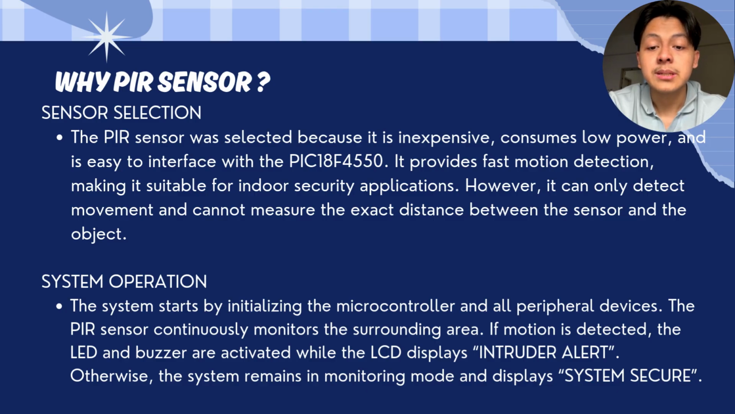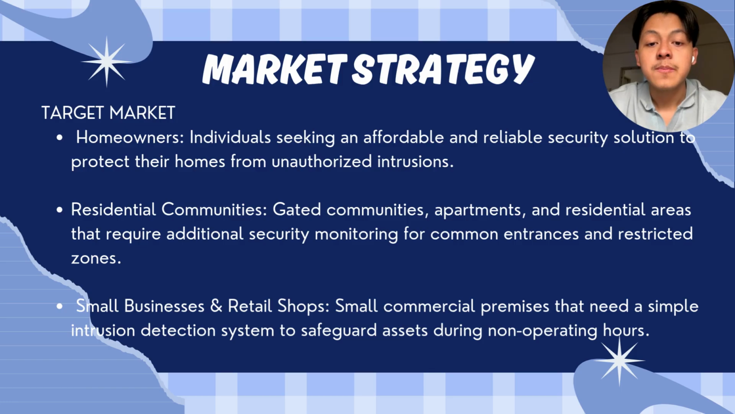System operation. The system uses the microcontroller and all peripheral devices. The PIR sensor continuously monitors the surrounding area. If motion is detected, the LED and the buzzer are activated while the LCD displays intruder alert. Otherwise, the system remains in monitoring mode and displays system secure. We go to the next page.